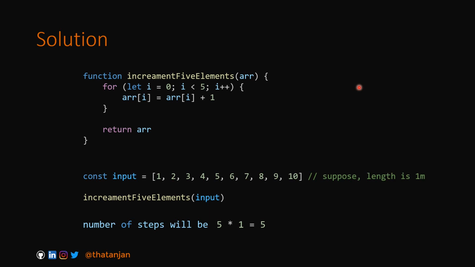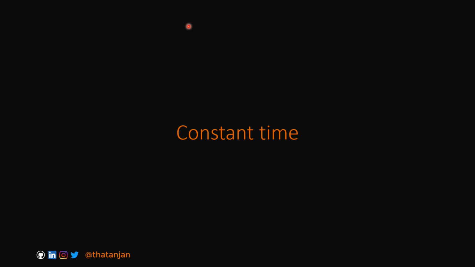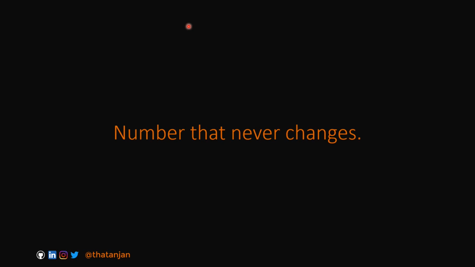It doesn't matter what the input size is. If it's 10 or a million, the number of steps always stays the same. So what can we call this growth? We call this constant time growth. Now what is constant? Constant is a number that never changes. If you are a programmer, then you should know what a constant is.